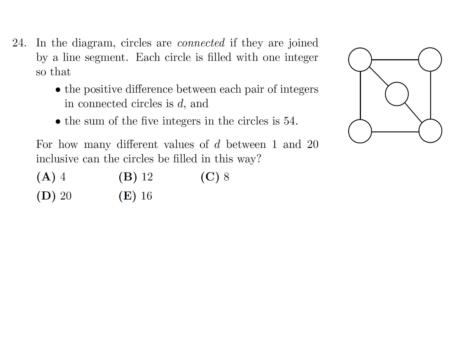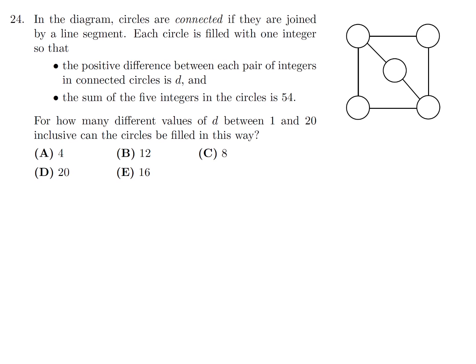In the diagram, circles are connected if they are joined by a line segment. Each circle is filled with one integer, so that the positive difference between the integers in connected circles is d, and the sum of the 5 integers in the circles is 54. For how many different values of d between 1 and 20 inclusive can the circles be filled in this way?